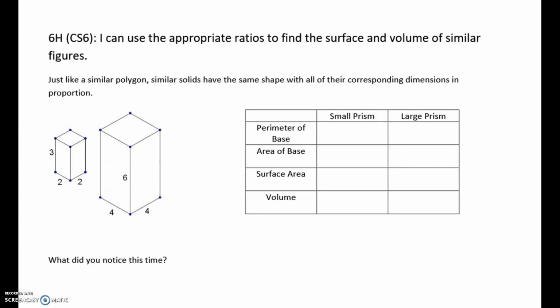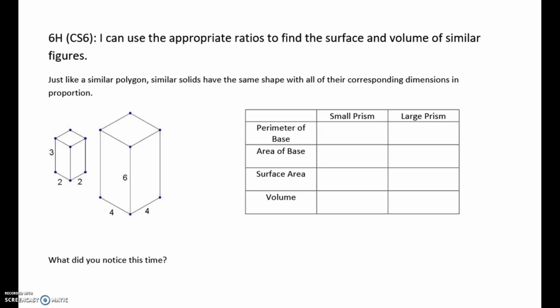I can use the appropriate ratios to find surface area and volume of similar figures. All right, so just like with a similar polygon, our similar solids have the same shape with all of their corresponding dimensions in proportion. So I want us to do a little exploration first where we look at different types of measurements you can make on three-dimensional figures and how two similar figures relate.